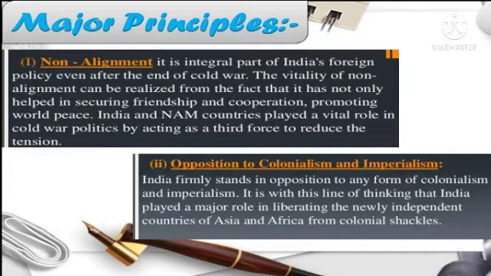The second major principle is opposition to colonialism and imperialism. Basically, you all know that, guys. For 200 years, we were a colony of the British. We know the harshness, we faced it, and certainly we became very anti-colonialist. In line with this opposition, we played a major role in liberating newly independent countries of Asia and many nations from Africa as well.